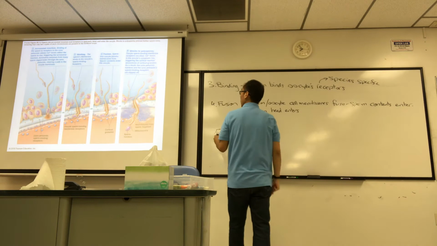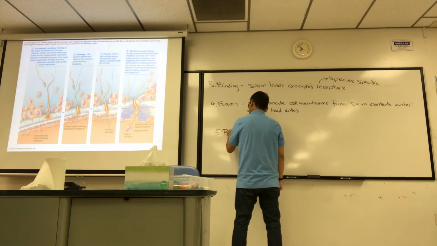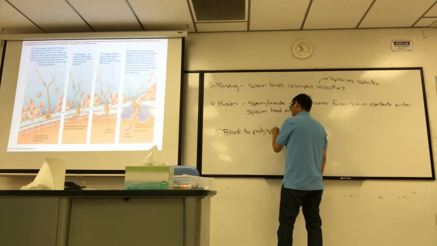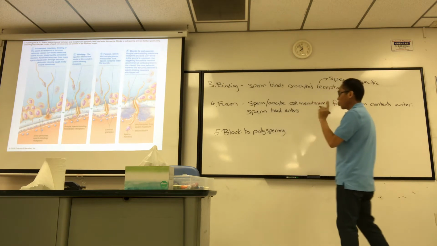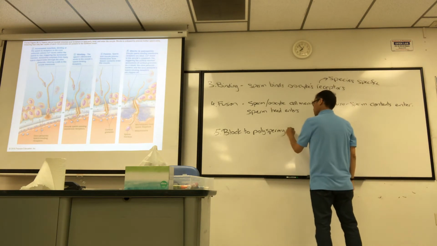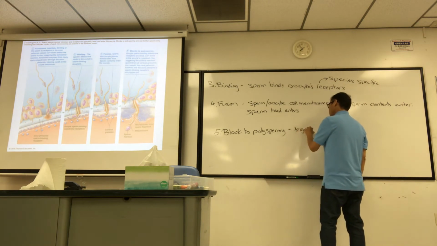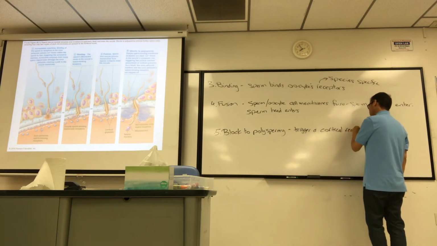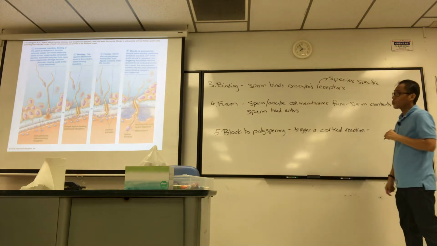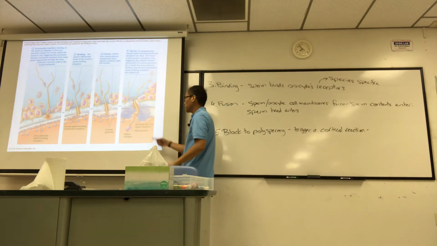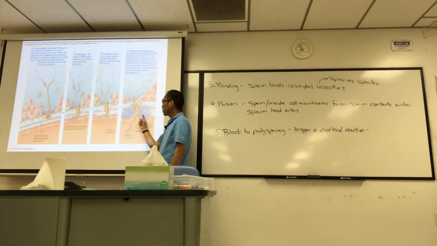That's the key thing here. Block polyspermy. Keep all the other sperm out because one got in from the previous step. So you trigger this cortical reaction. The cortical granules, they say exocytosis. That's accurate. That exocytosis, they're hardening the zona pellucida.